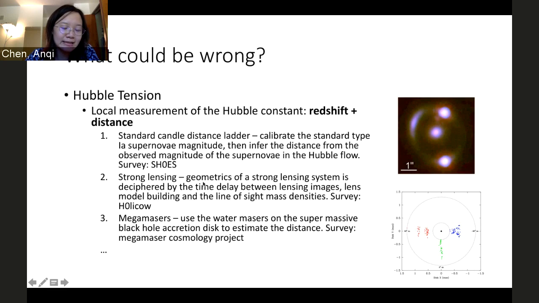And we also have strong lensing. I won't go into the details because I'm not familiar with this either. Consider strong lensing caused by gravitational lensing. You can analyze the geometry of this strong lensing system, given some of the observables like the angle between the lens object and the images, and then you invert the distance to the source of this lensing system from there. There's also the water megamaser. Yeah, I'll skip the details.